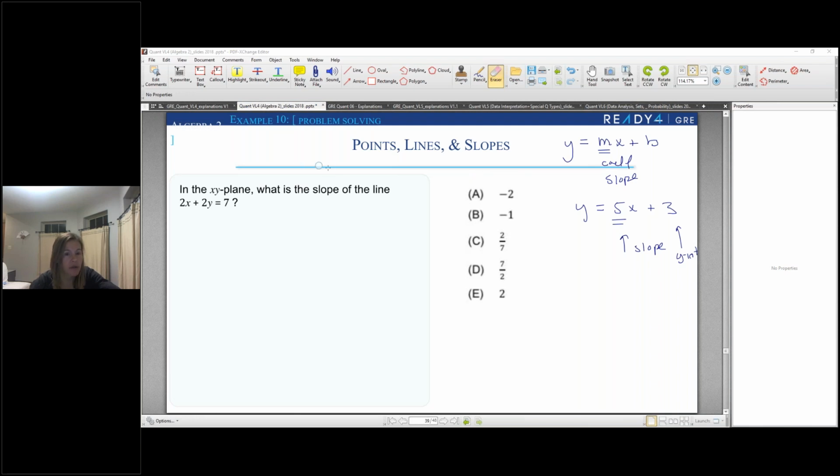So with this one, you've got 1.5 minutes. You've got to transform the equation into slope-intercept form and find the slope. Your time starts now.